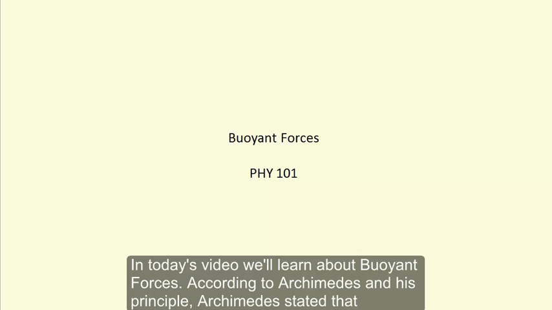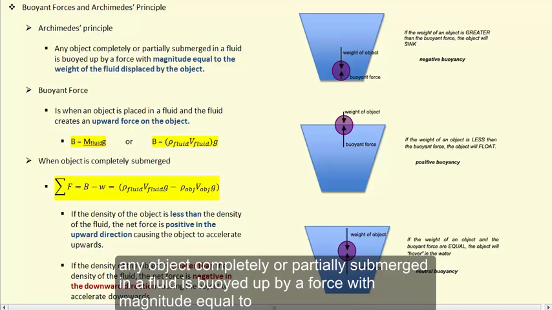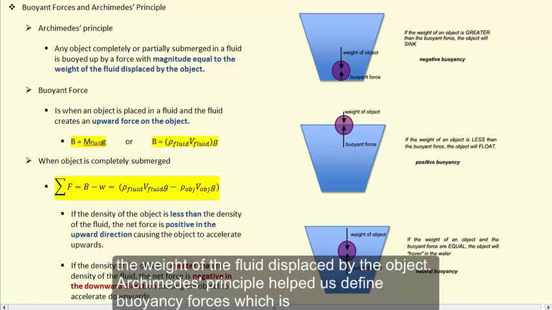In today's video, we will learn about buoyant forces. According to Archimedes and his principle, Archimedes stated that any object completely or partially submerged in a fluid is buoyed up by a force with magnitude equal to the weight of the fluid displaced by the object.